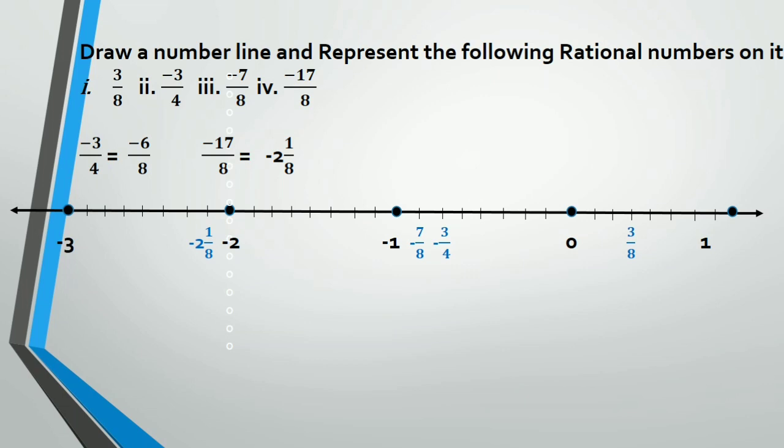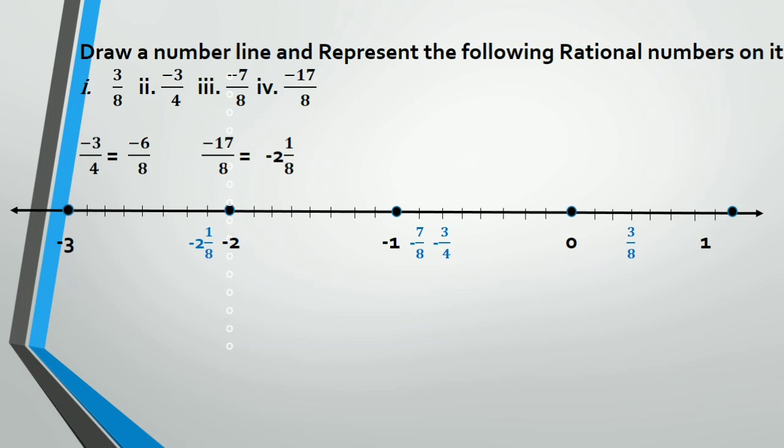Now consider the first rational number, that is 3 by 8. We know that 3 by 8 is between 0 and 1. We divide the division 0 to 1 into 8 equal parts, and the third point right to 0 is the rational number 3 by 8.